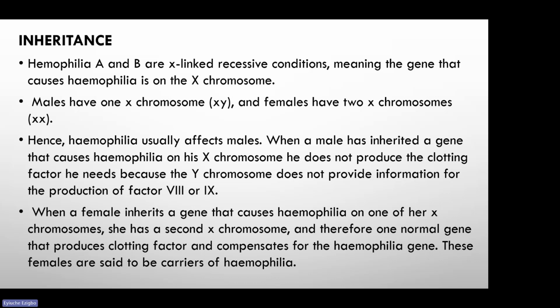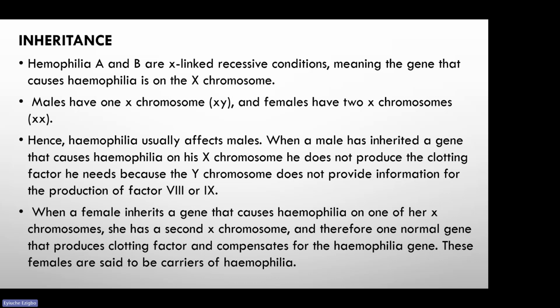When a female inherits a gene that causes hemophilia on one of her X chromosomes, she has a second X chromosome and therefore one normal gene that produces clotting factor and compensates for the hemophilia gene. These females are said to be carriers of hemophilia.